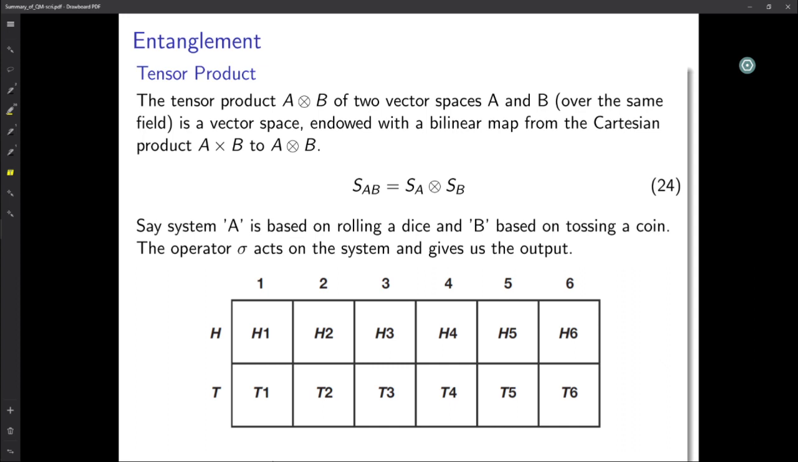So we can say system A, that's S_A, is based on rolling a die, and system B is based on tossing a coin. If my operator sigma acts on the system, it gives me a specific output about the new space. So I have heads and tails, which is due to tossing a coin, and then I have 1, 2, 3, 4, 5, 6, which are all the possible outcomes of rolling a die. So you have all these possibilities, like H1. That means I get heads while also rolling a one on the die. These are all the possibilities I get by taking the product of these two systems. So next slide, Pugar.